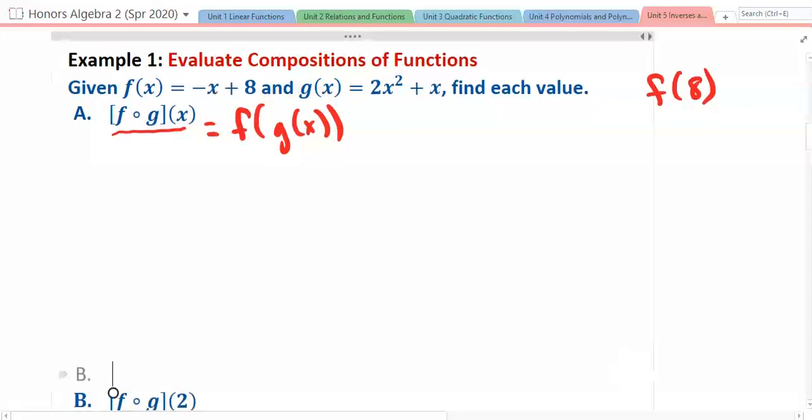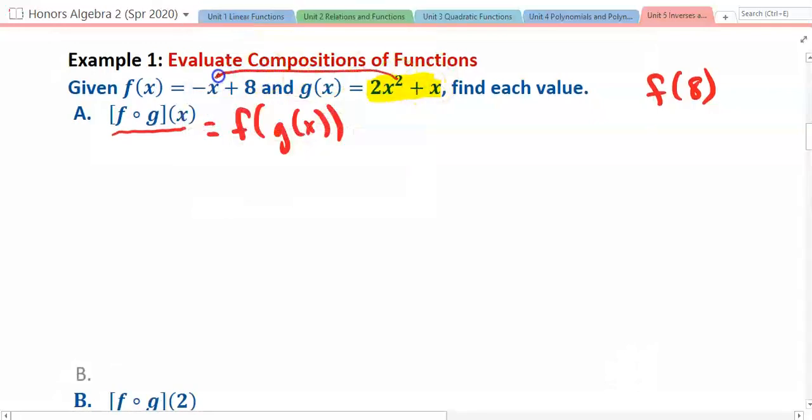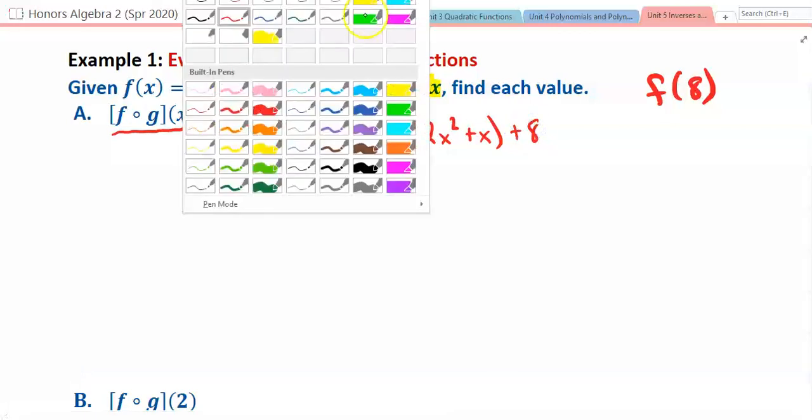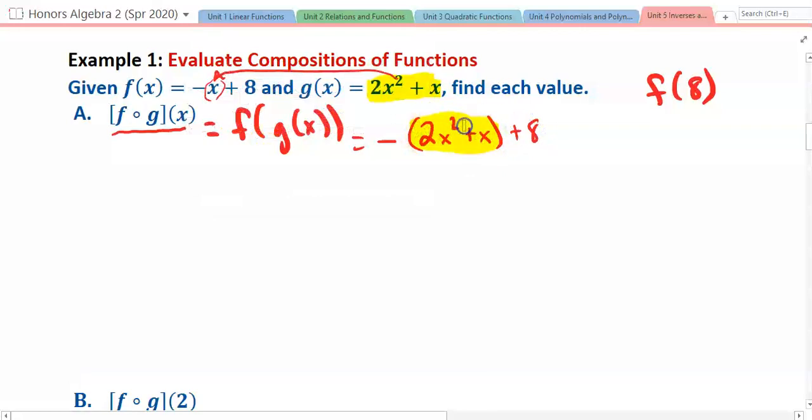And so what's going to happen is I'm going to take all of this, and everywhere I see x, I'm going to substitute it in. So again, I'm going to take all of the g function and substitute it in just where I see the x. And so what we're going to get is this. We're going to get the negative, and then I see the x. I'm going to replace it with the entire g of x function, 2x squared plus x. And then I've got the plus 8 out back. So again, here's the g of x function that I've substituted into the f of x function.